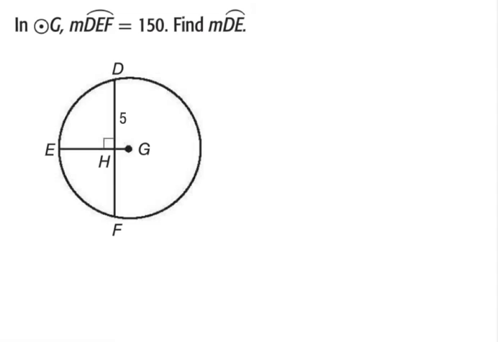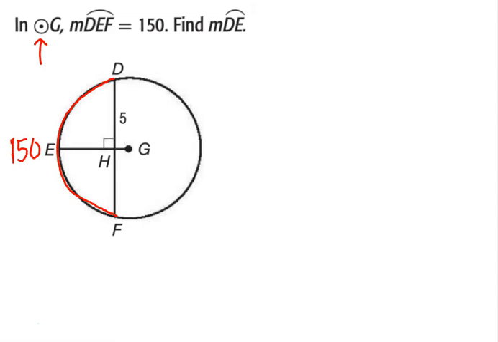If we haven't learned this already, this means circle G. So it says in circle G, measure of arc DEF equals 150. Find the measure of arc MDE. So we know that DEF is 150.